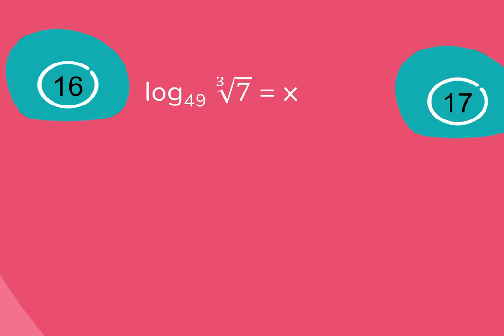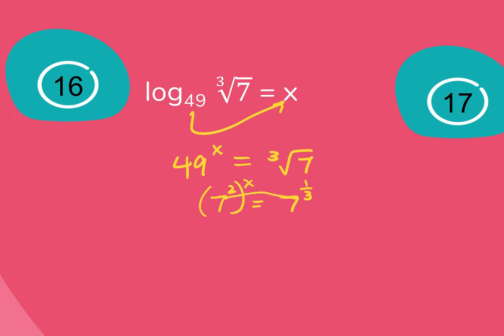Okay, looking at 16, so 49 to the x equals the cube root of 7. How do I make that cube root an exponent on the 7? I can rewrite this as 7 to the 1/3, and then I can rewrite this as 7 squared raised to the x. So then 2x equals 1/3. Divide by 2, or multiply by a half, and x is 1/6.